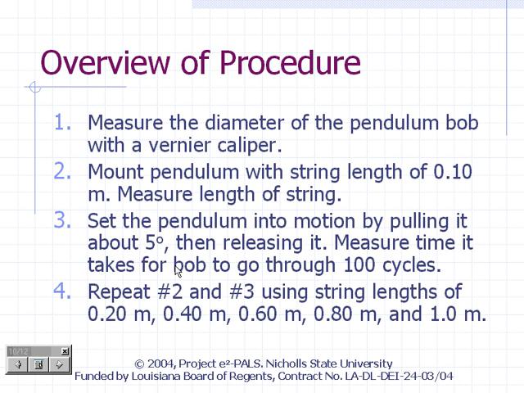Set the pendulum string length to 1/10 of a meter. Pull out the bob at an angle of about 5 degrees from vertical, then release. Measure the time it takes for the bob to go through 100 cycles. You divide this by 100 to get the actual period. Repeat the procedure for longer strings by changing the length of the string.